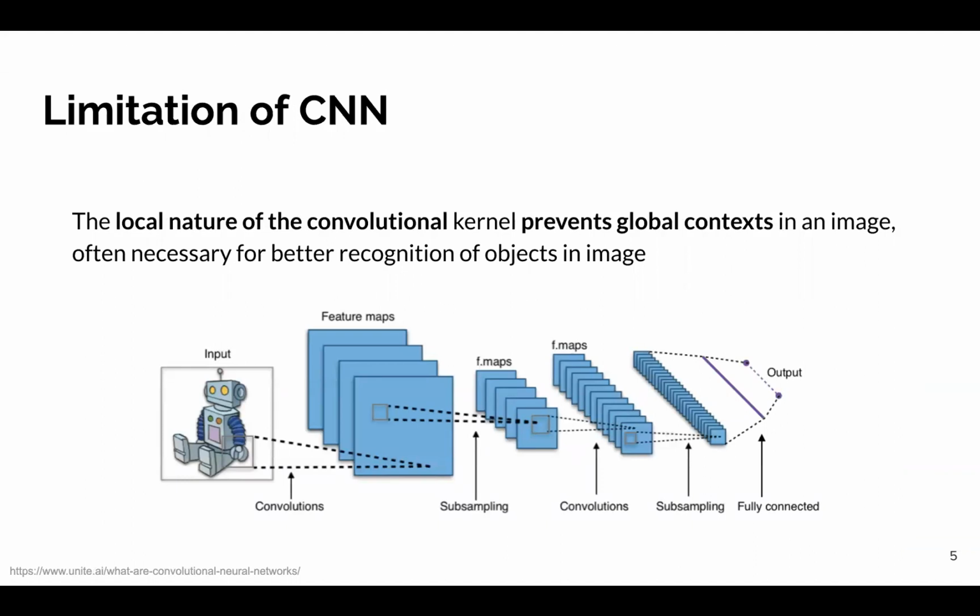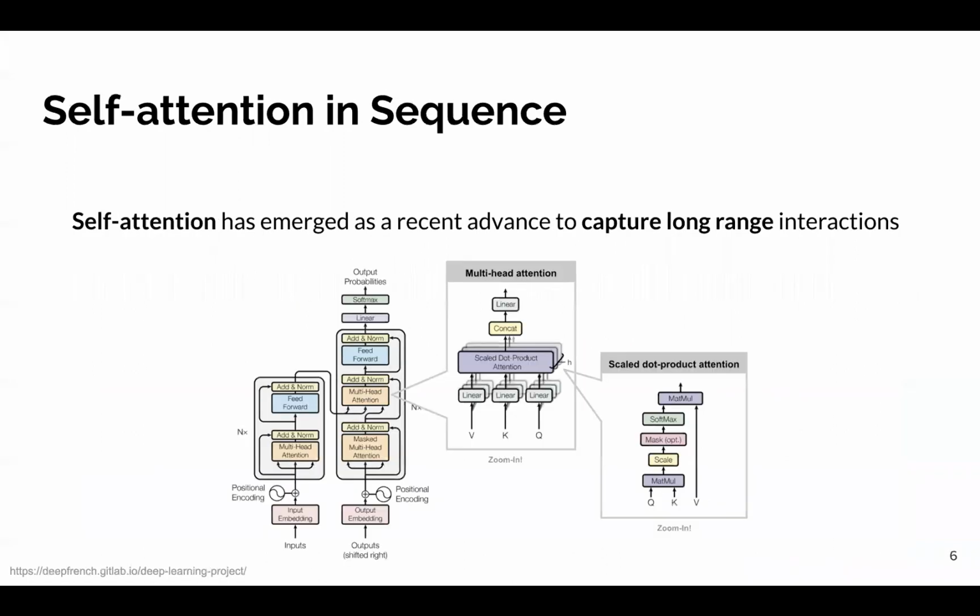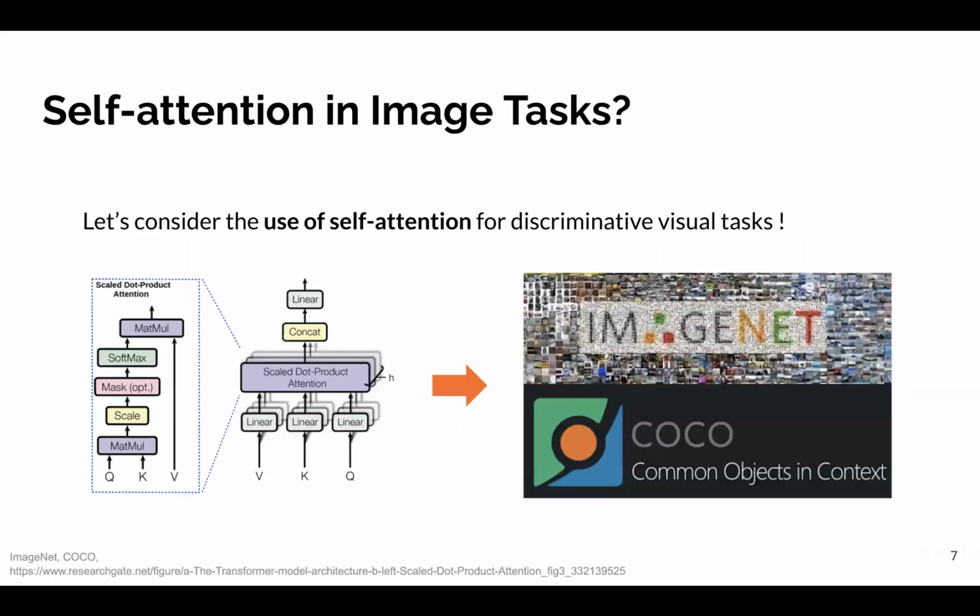Despite their success, however, convolutions are limited by their locality, meaning inability to consider relations between different areas of an image. On the other hand, self-attention has shown to be able to capture long-range interactions, but it has mostly been applied to sequence modeling and generative modeling tasks. So the authors considered the use of self-attention for discriminative visual tasks as an alternative to convolutions.